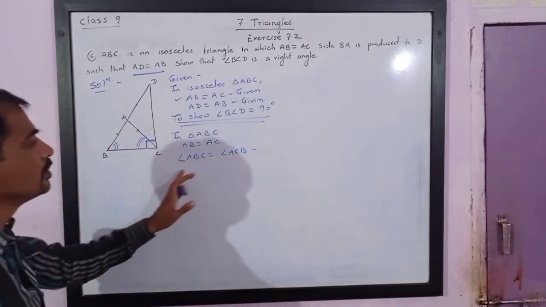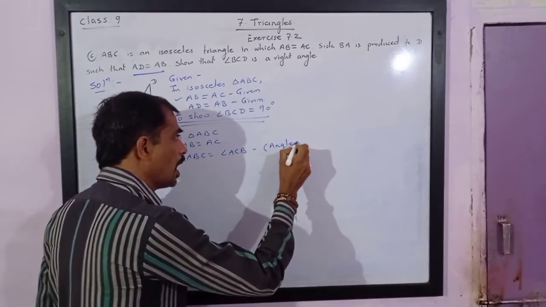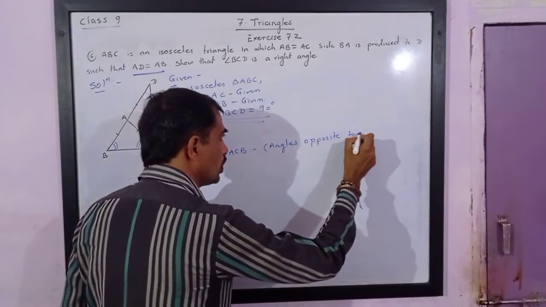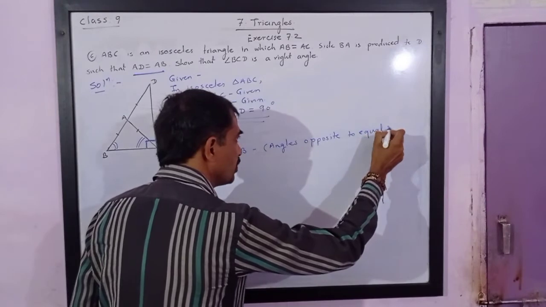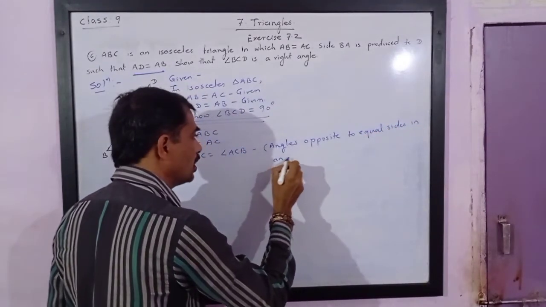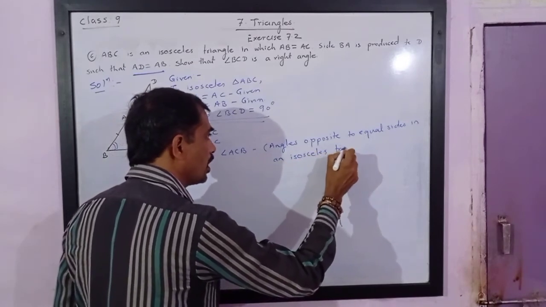Reason is angles opposite to equal sides in an isosceles triangle are equal.